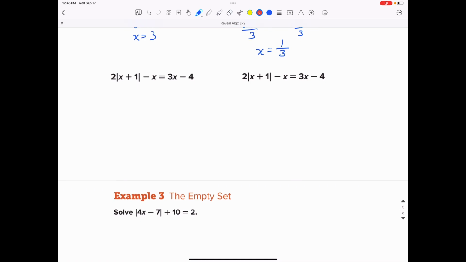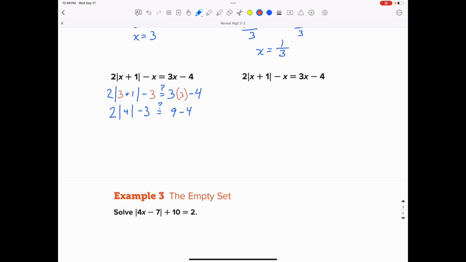So on the first one, we'll replace the x's with a 3. So we will have 2 times, replace that x with a 3, plus 1, minus, replace that x with a 3, and we're checking to see if it really equals 3 times replace that x with a 3, minus 4. So that would be 2 times the absolute value of 3 plus 1 is 4, minus 3. Are we checking to make sure it's equal to 3 times 3 is 9, minus 4.